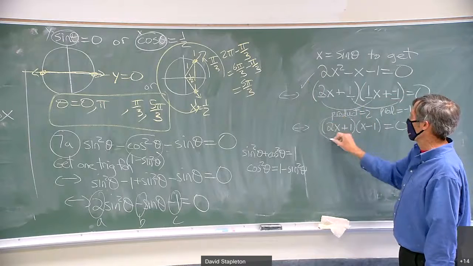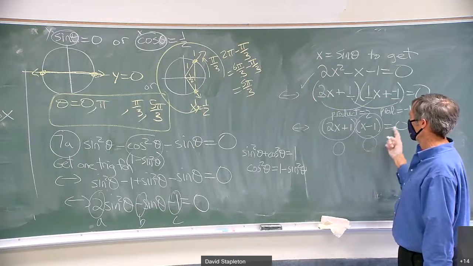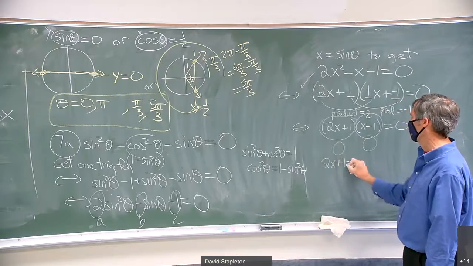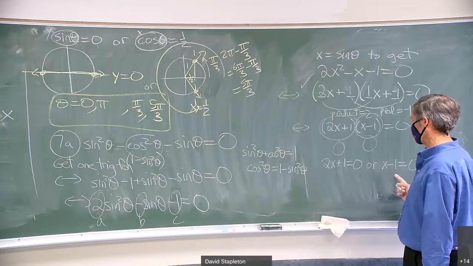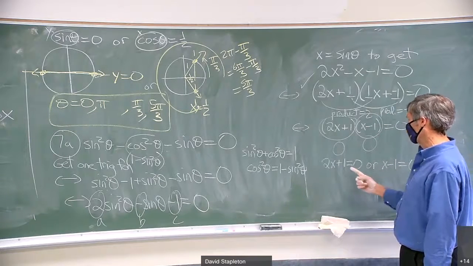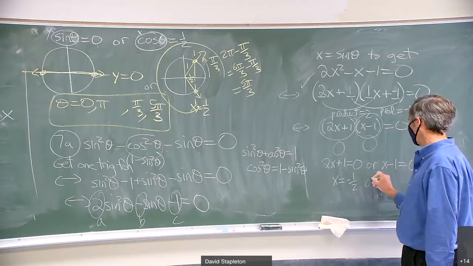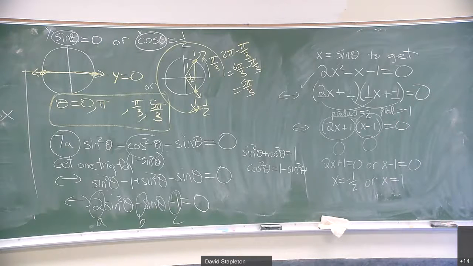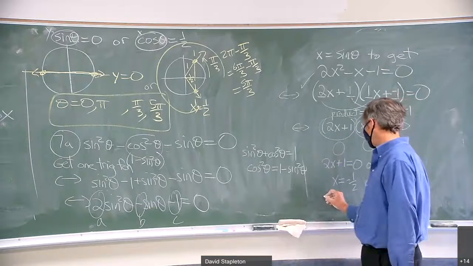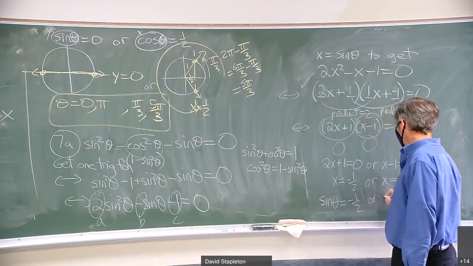The zero product property applies. Either this factor is 0 or this factor is 0. This factor equals 0 says that 2x plus 1 equals 0. This factor equals 0 says x minus 1 equals 0. These are linear equations in the trig functions. We solve this one by subtracting 1 and dividing by 2. We observe x has to be minus 1/2. This one, if we just add 1, we get x equals 1. Those are all solutions to this quadratic equation. But wait, x was the sine of theta, right? So this is equivalently sine theta equals minus 1/2, or sine theta equals 1.